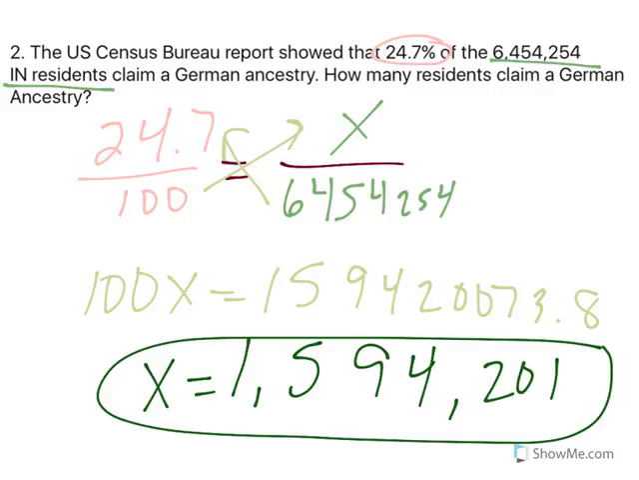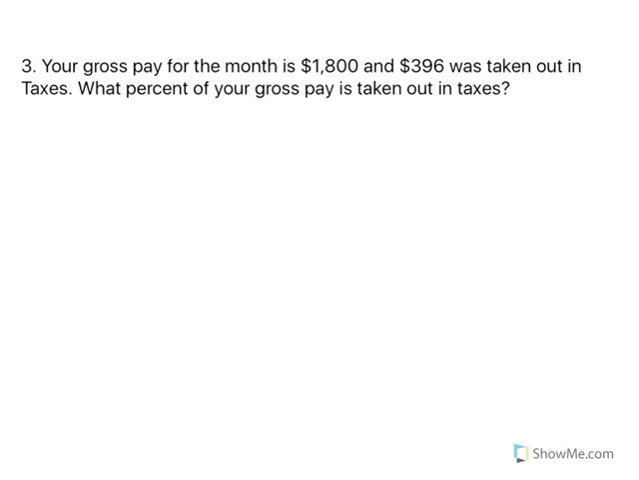Right? It should be less, right? Only 24.7% of them are German, so your answer should be less than the total. Makes sense, right? Make sure it makes sense logically while you're doing these.